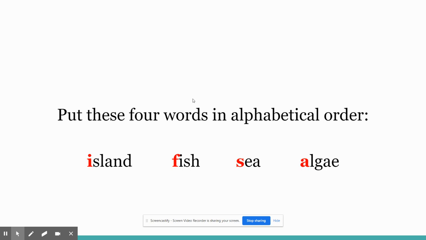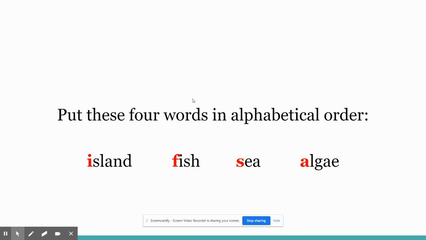Well, scholars, I know you know your alphabet well. A is the first letter of the alphabet. So, in this list of words, algae would be first. Now, thinking about the alphabet, which of those red letters would come next? I, F, or S? A, B, C, D, E, F. Oh, F is next. So, algae would be our first word, fish would be our second word.